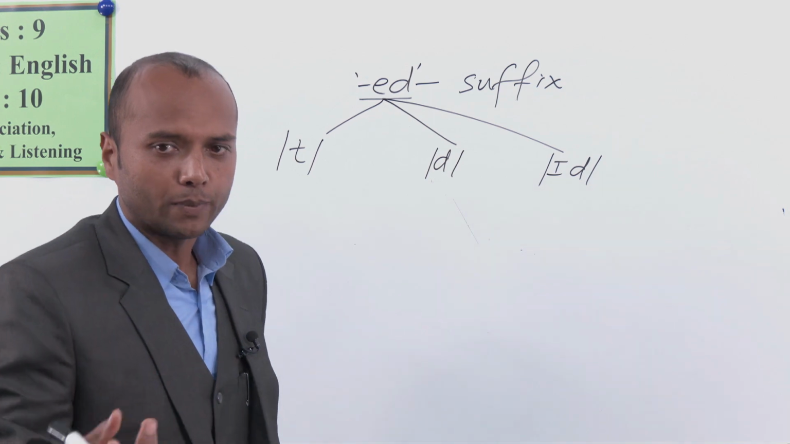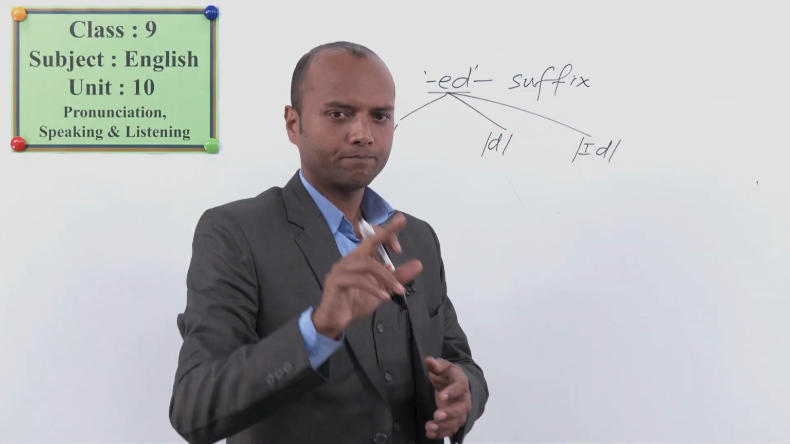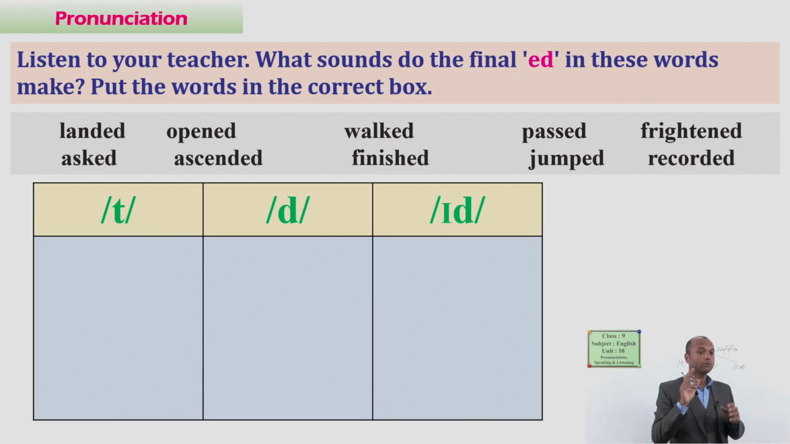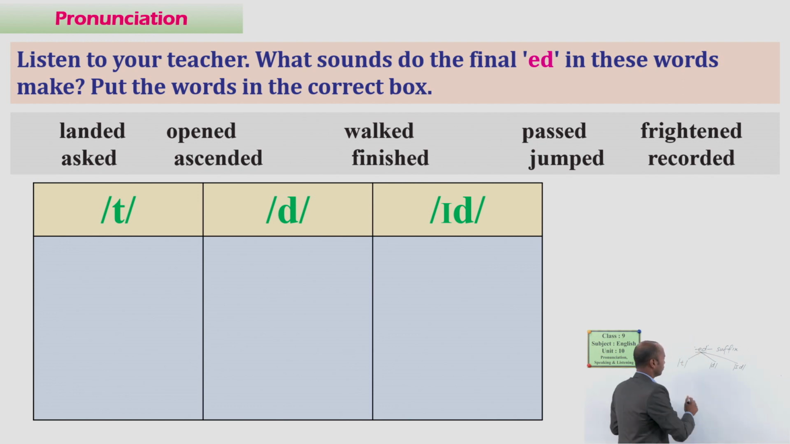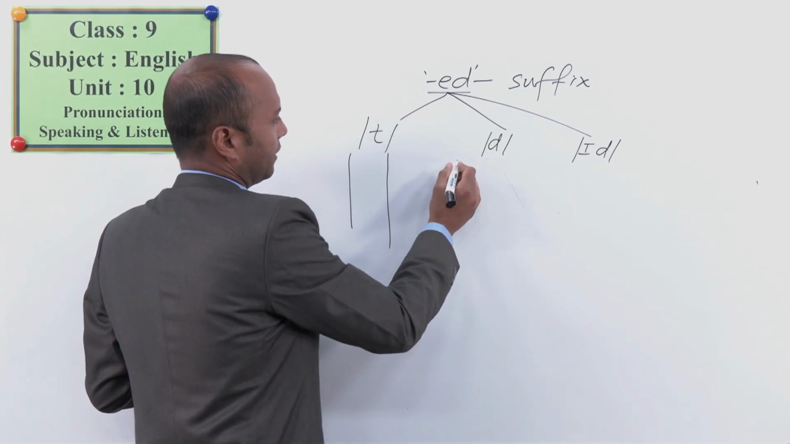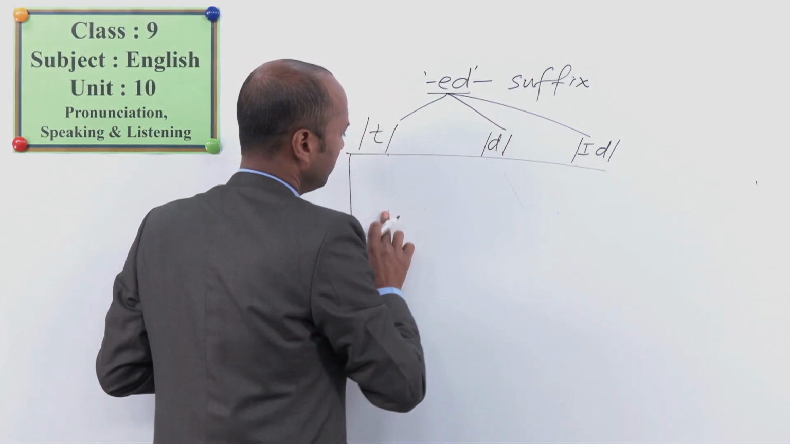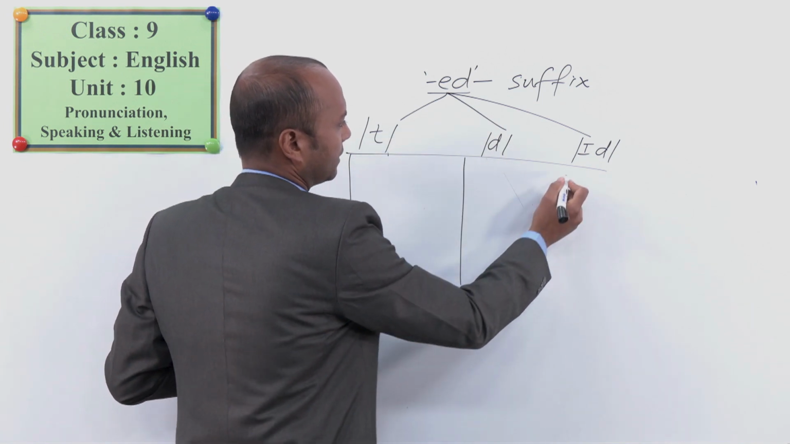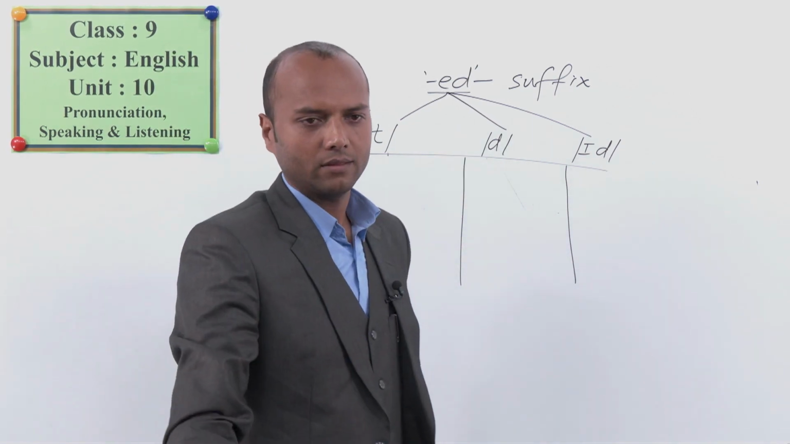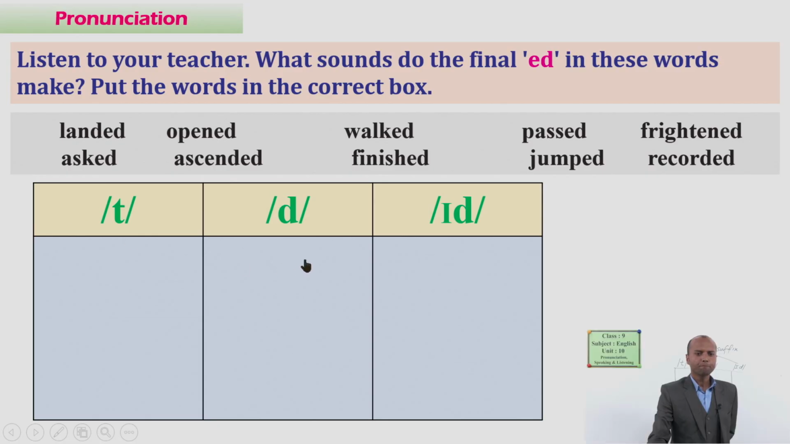Now, I am going to pronounce the words given there, and based on my pronunciation you have to write those words under three different headings. Those which you listen to as ta, write them here. If you listen to them as da, write them in this second column, and if you listen to them as id, write them in the third. So, let us begin. Listen to these words.